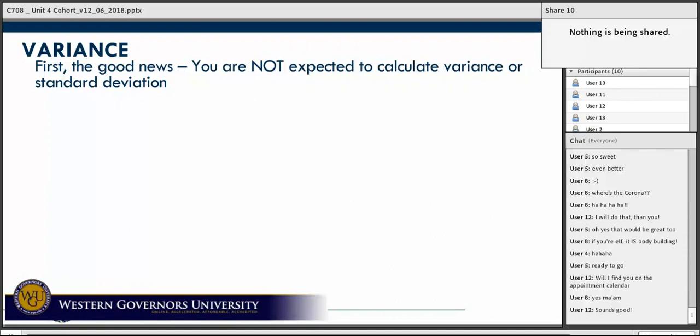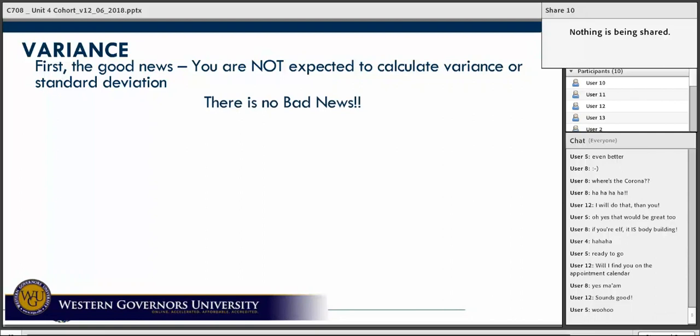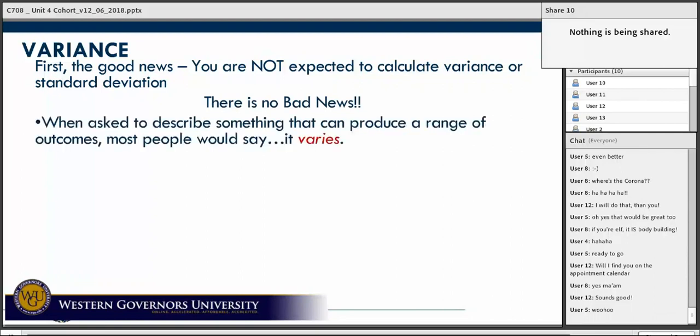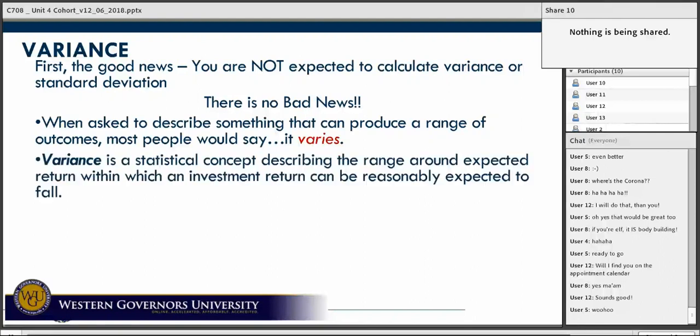So first, important, you're not expected to calculate variance or standard deviation. I know some of you are likely disappointed. You had so much fun with that in statistics. Yeah, okay, Donna. So there is no bad news, right? But understand the intuition behind this. When you're asked to describe something that can produce a range of outcomes, most people would say it varies.